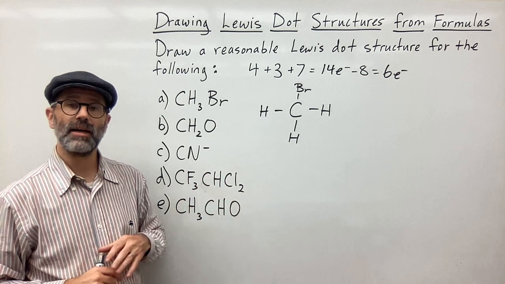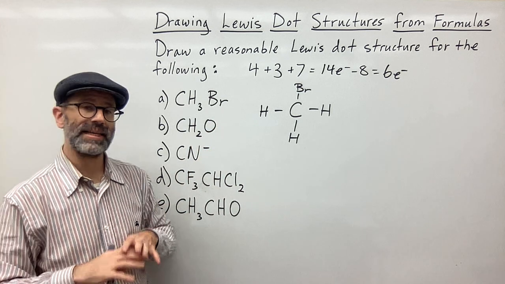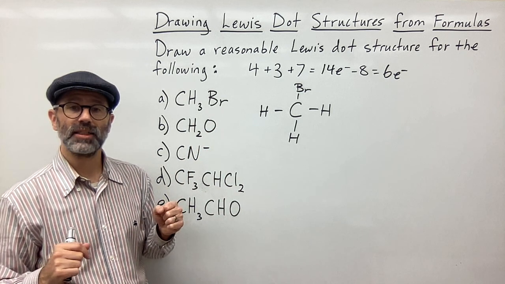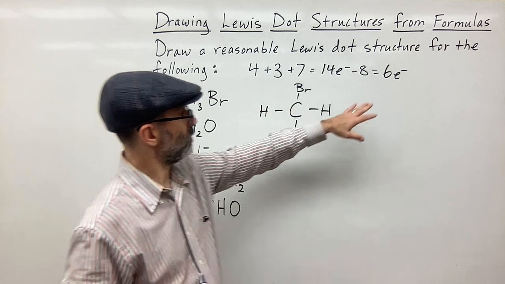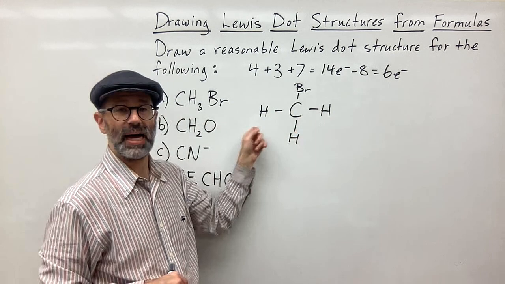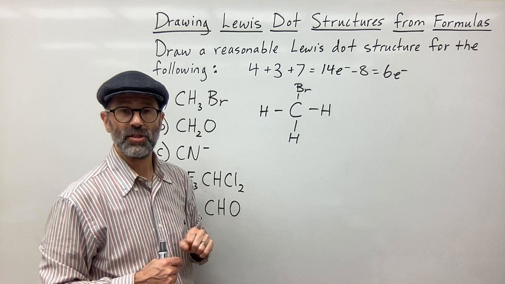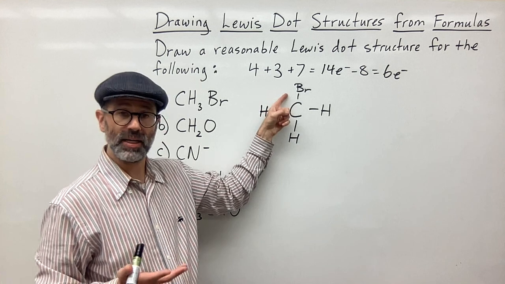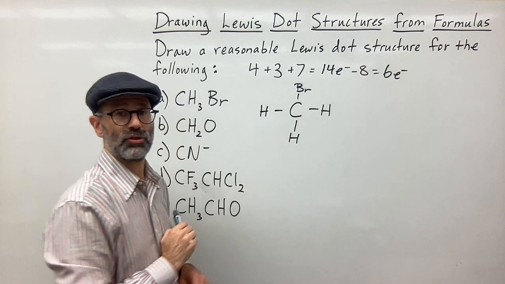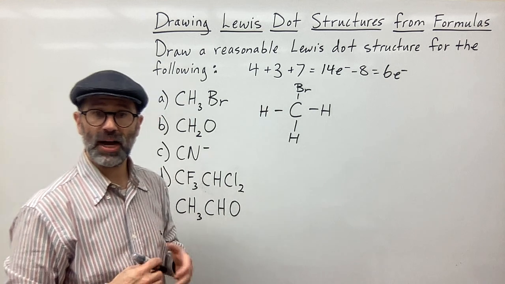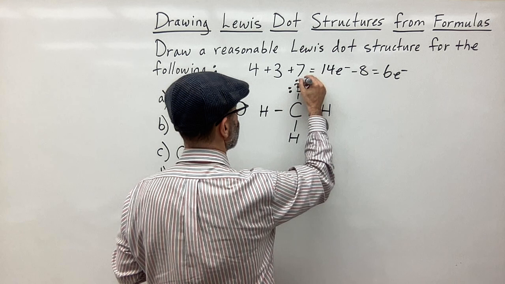Step 3: if I have electrons left over, then I want to put lone pairs on the outer atoms to give them an octet if they need it. So I have 6 electrons left over. The hydrogens do not need an octet. They're happy with 1 bond. So then we go to the bromine. Bromine needs an octet. I have 1 bond, that's 2 electrons, so I need 6 more electrons. So I'm going to put 3 lone pairs on my bromine.